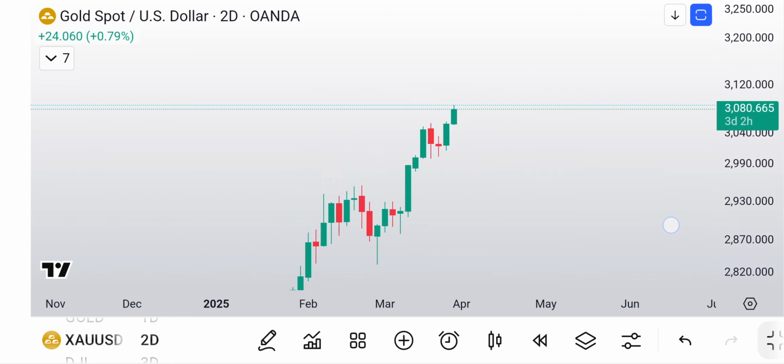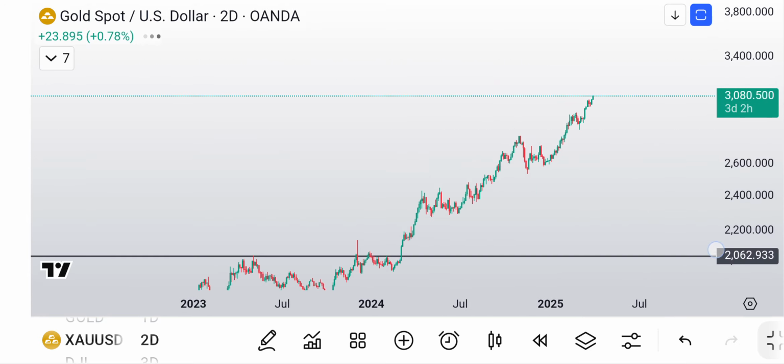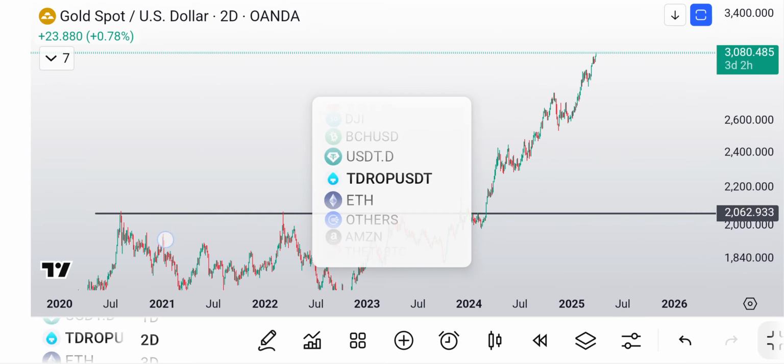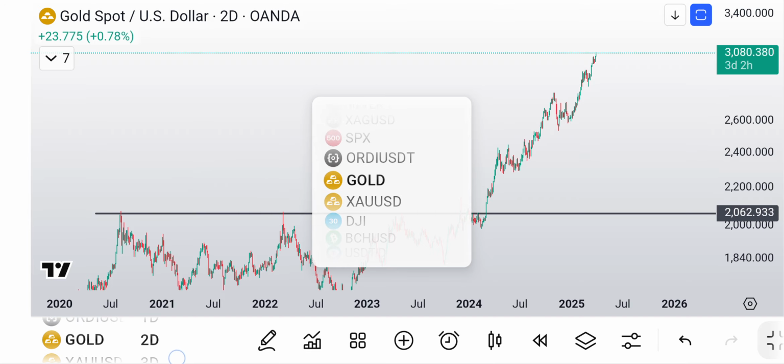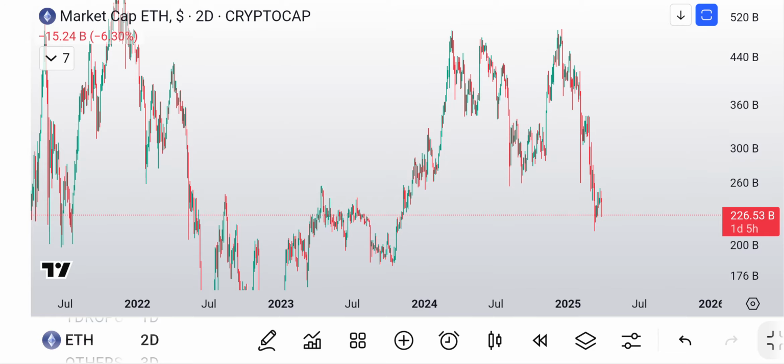And if you look at gold, it's still flying. Look at that. That's up 3,000. Gold is at an all-time high, right? But what about silver? How come silver isn't catching up to the party? Someone said to look at Ethereum, and I thought I did that yesterday.